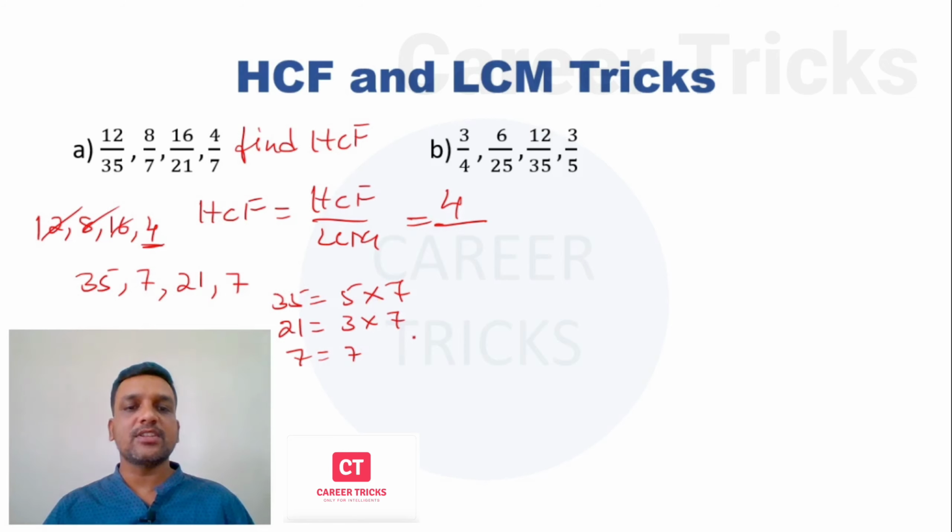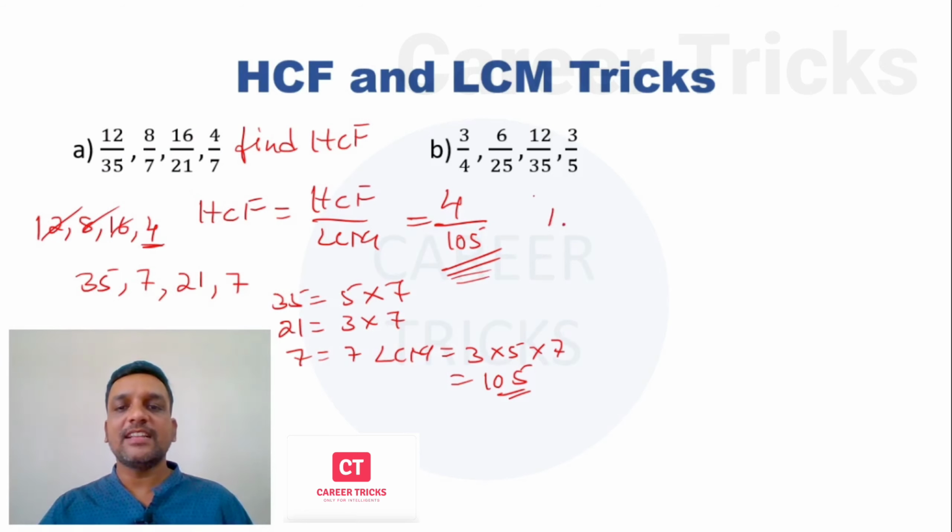After doing this, what is the common factor we will get? The LCM is 3 into 5 into 7. After multiplying these terms, 7 fives are 35, 35 threes are 105. LCM is 105. So this fractions' HCF answer is 4 by 105.